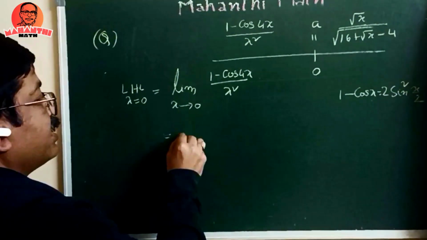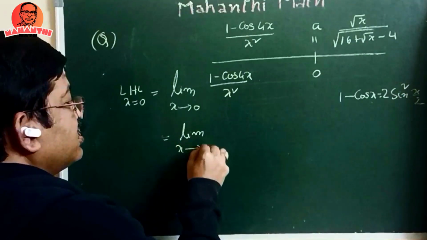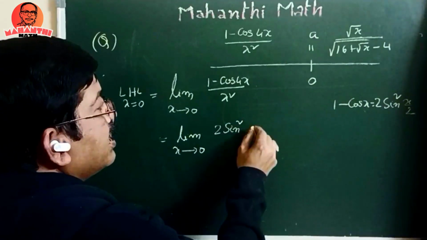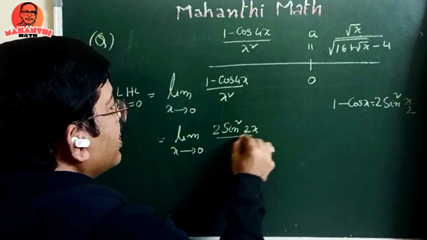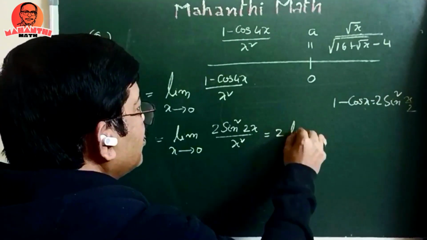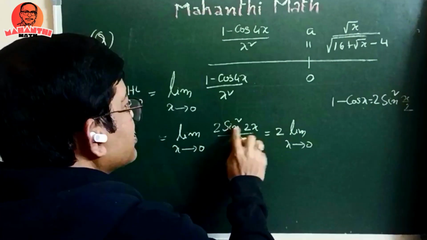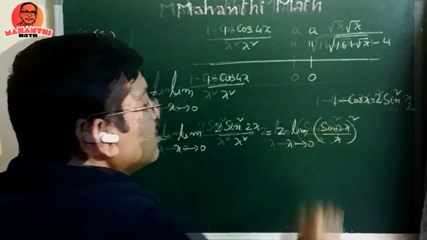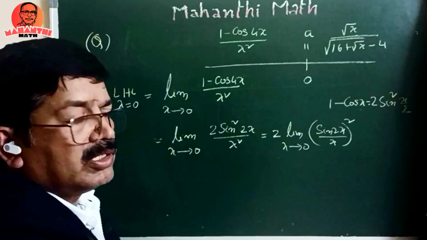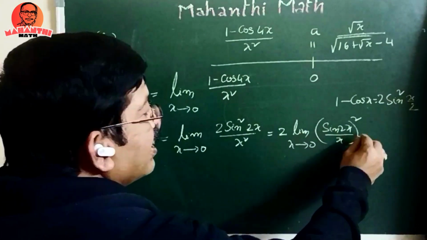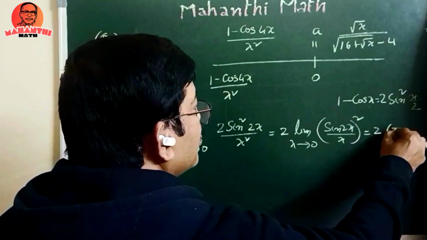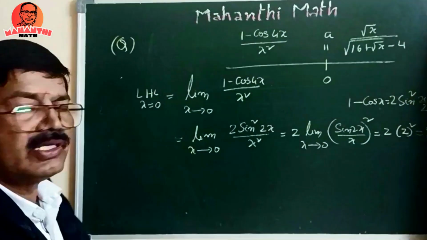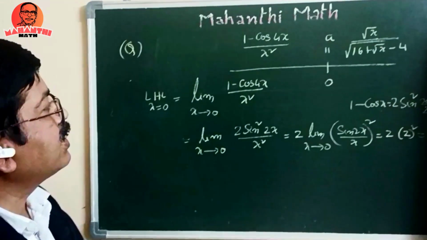Remember that. That's why it is limit x tends to 0, 1 minus cos 4x is 2 sin square 2x, by x square. So this is 2 into limit x tends to 0 of (sin 2x by x) whole square. Now this limit we already know: limit of sin ax by x is a. So this is 2 into 2 square, that is 8. This is the LHL.